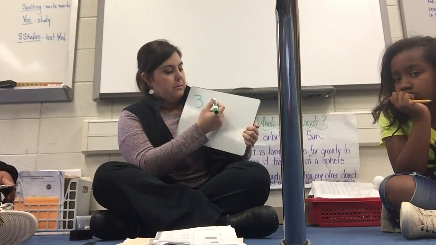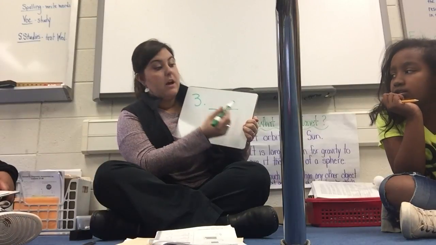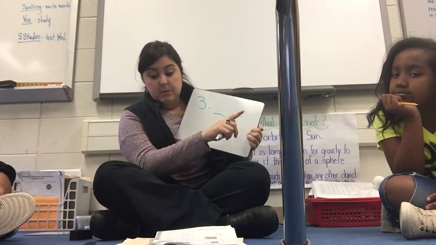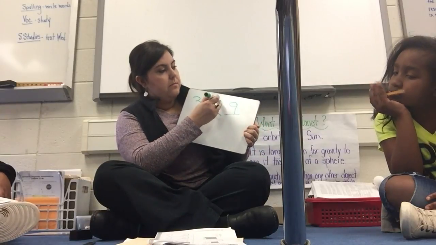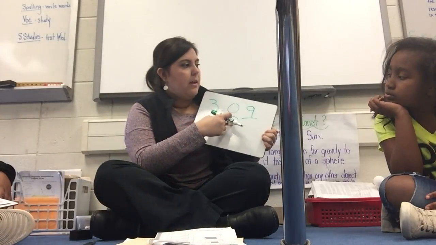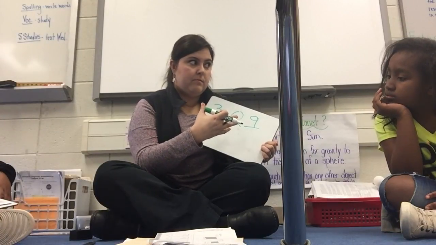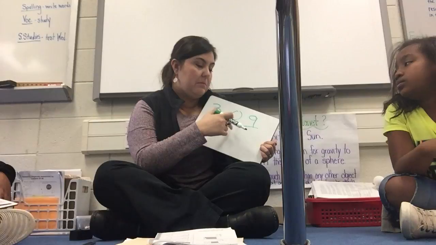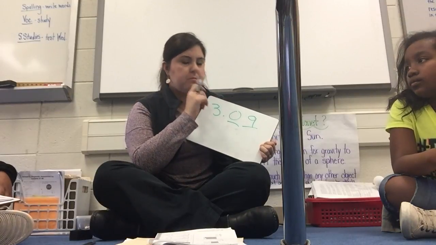So am I going to put my 9 in my tens place or my hundredths place? My hundredths place, because it's asking for 9 hundredths. If I were to put it in my tenths place, that would be 3 and 9 tenths. It just depends what they're asking. Does that make sense? Okay.